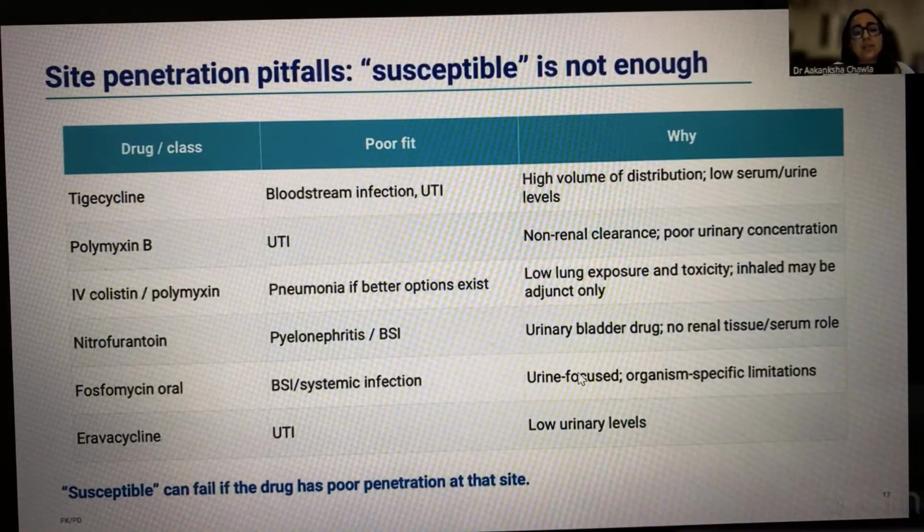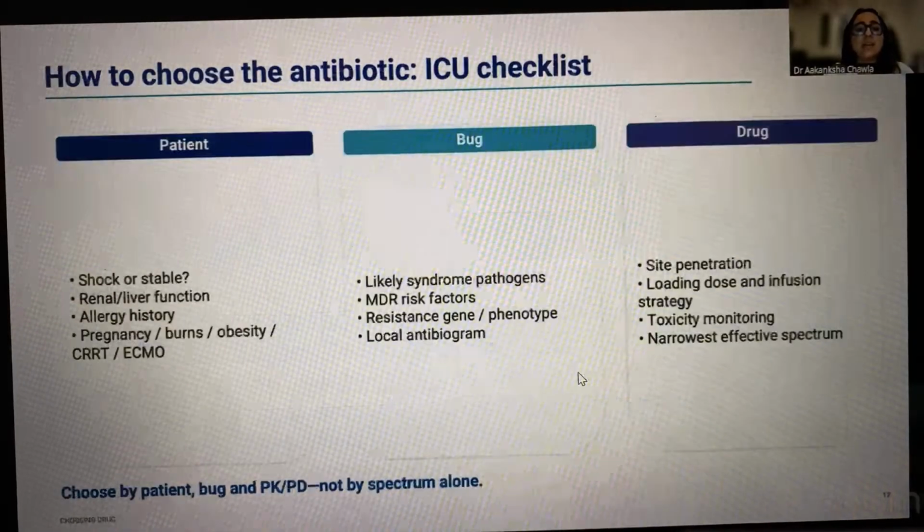IV colistin and polymyxin for pneumonia. Nitrofurantoin should not be used for pyelonephritis and bloodstream infections. Fosfomycin oral should again not be given for bloodstream infections or systemic infections. And eravacycline for UTI. So these are not good drugs because they do not penetrate these sites.